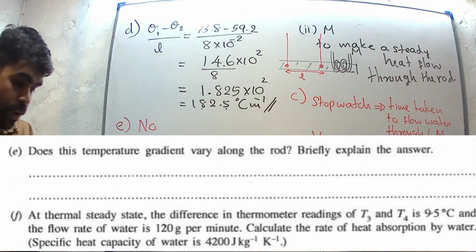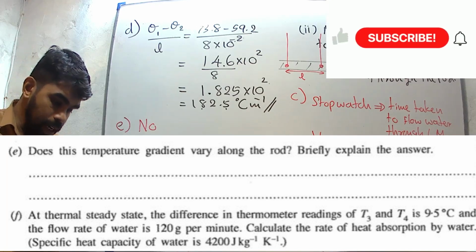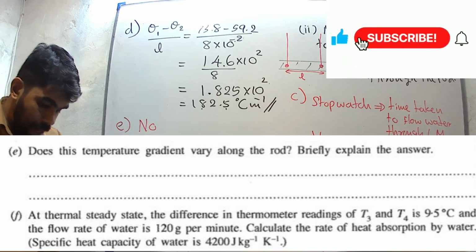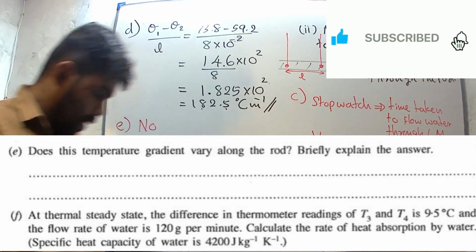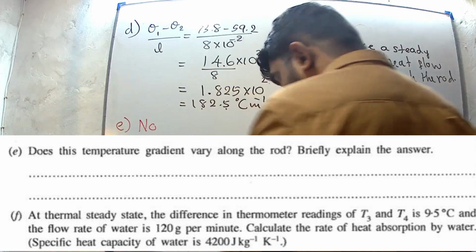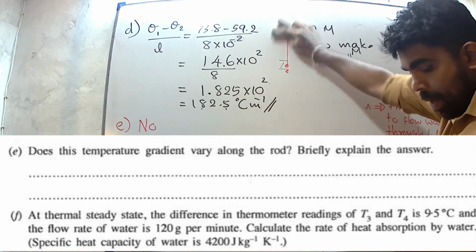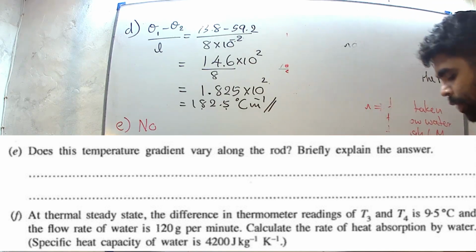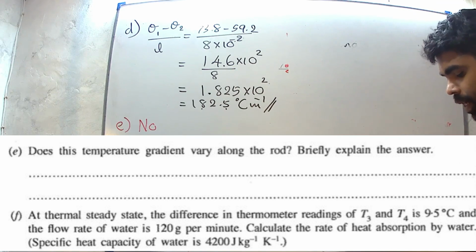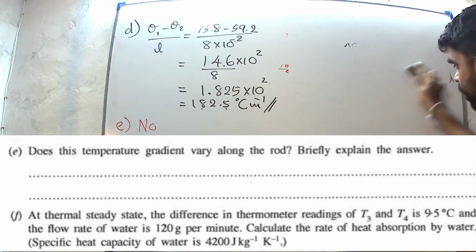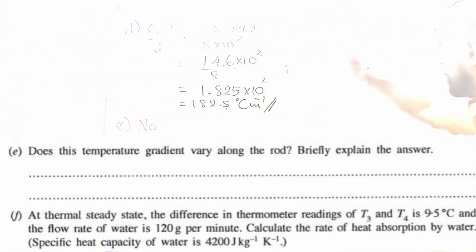Part F. At thermal steady state, the difference in thermometer readings T3 and T4, which you can identify in the figure, is 9.5, and the flow rate of water is 120 grams per minute. Calculate the rate of heat absorption by water. The specific heat capacity of water is given as 4200.